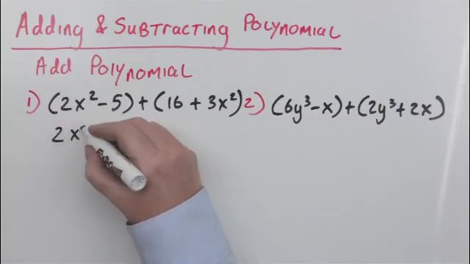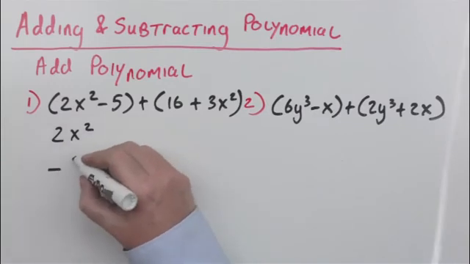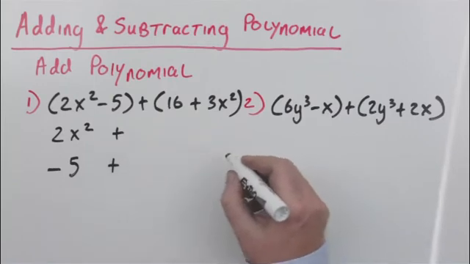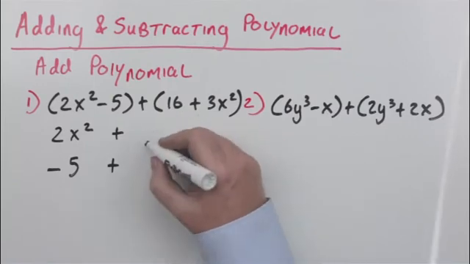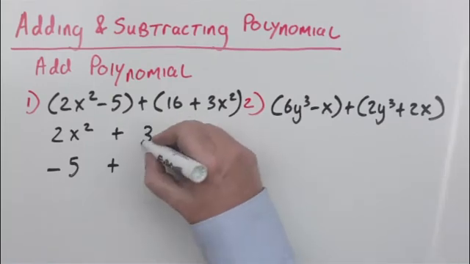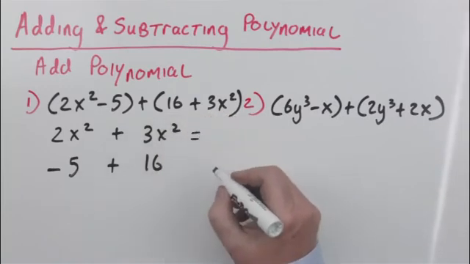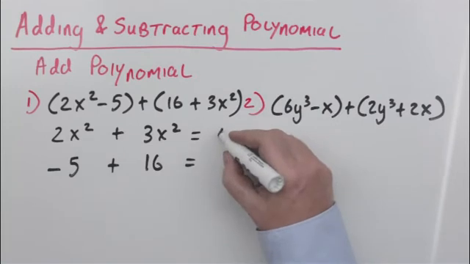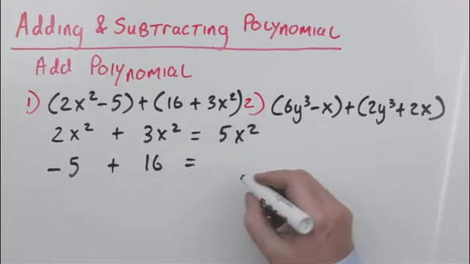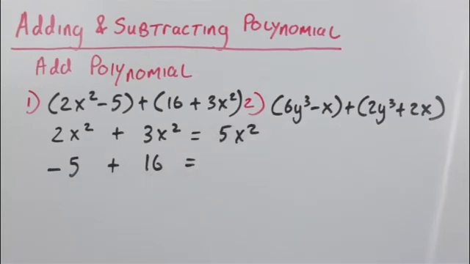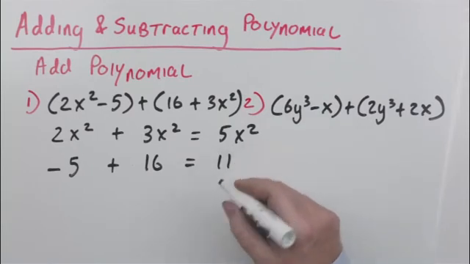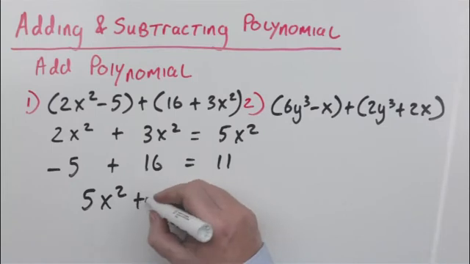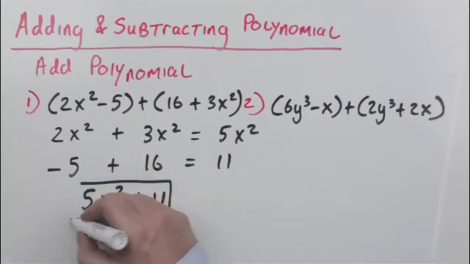First thing I'm going to do is write this first polynomial down vertically, and then write the second one matching up the terms. So let's see, this is an add, so the 16 would go with the constant, and the 3x squared would go with the x squared. Now I can add these together. 2x squared and 3x squared is 5x squared. Negative 5 plus 16 is positive 11. So I've added my polynomial, 5x squared plus 11. Great, let's look at the next one.